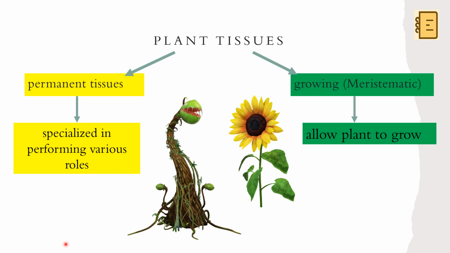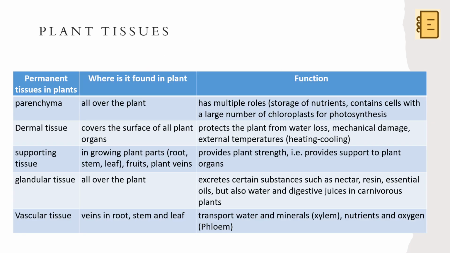Regarding plants and their tissues, like I mentioned, more details will be regarding how they transport different nutrients, what is on the surface of the plant, etc. Some tissues in plants can be all over the plant. When they are all over the plant, the name of this tissue is parenchyma tissue. So what will be the function? If something is all over the plant, some of the functions can be to store different nutrients, and it can contain cells with a large number of chloroplasts for photosynthesis, etc. So that's parenchyma all over the plant.